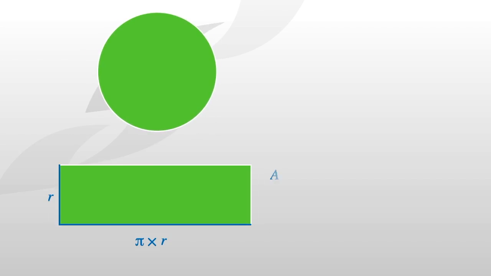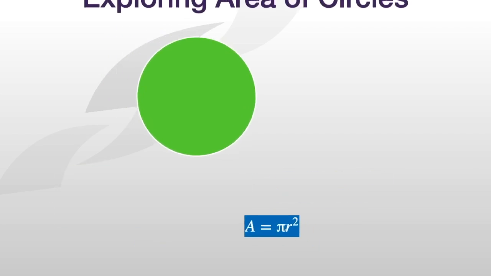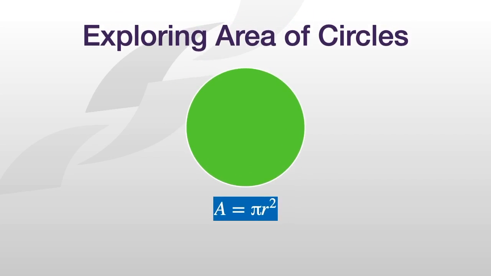The area of the rectangle is base times height, which becomes pi times r times r. Removing the brackets, we get pi times r times r, which we can write as pi r squared. So the formula for the area of any circle is pi times r squared.